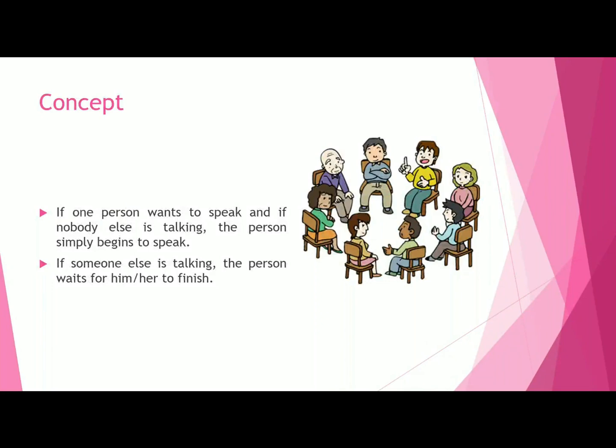To understand the concept, when a group of people is conversing, if one person wants to speak and nobody else is talking, the person simply begins to speak. If someone else is talking, the person waits for him or her to finish. However, it is possible that two people begin to speak at the same time. Technically, this situation is called a collision. They would both realize immediately that they are interfering with each other, would stop talking and wait for a random period before starting again. Eventually, one person would begin speaking again before the other and gain the flow.